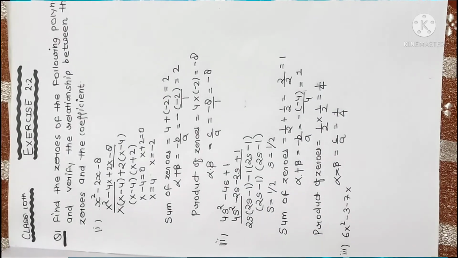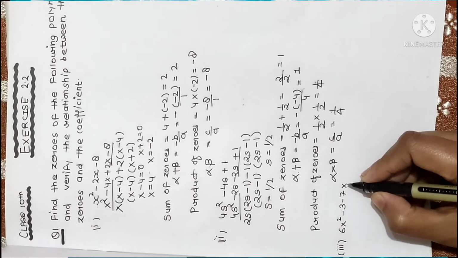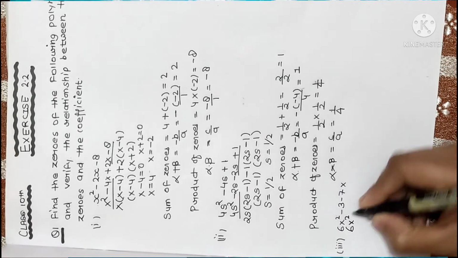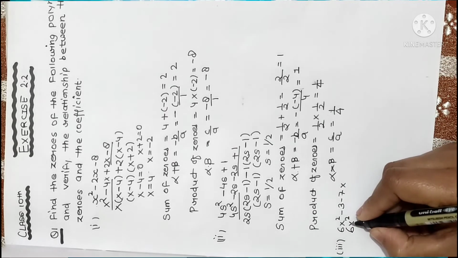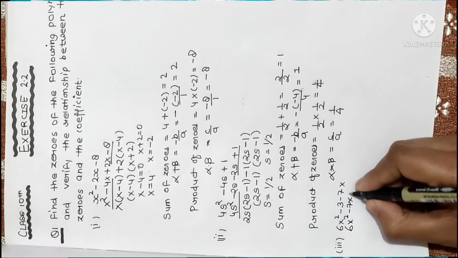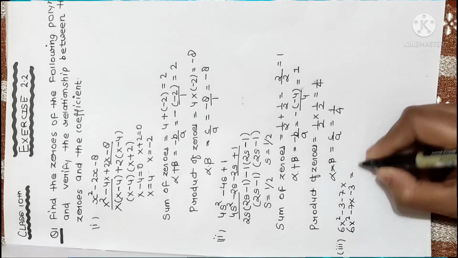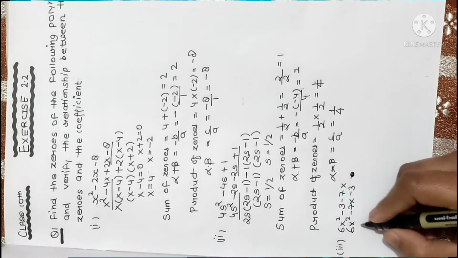It is verified that the relationship between zeros and the coefficients of this equation holds. Now the third equation we have is 6x square minus 3 minus 7x, but it is not in the proper form. So first we will place the terms in the proper order. So 6x square first, then minus 7x, then minus 3. This is how it goes: ax square minus bx plus c. So we have this equation. Now with the help of the splitting middle term method we will solve this.